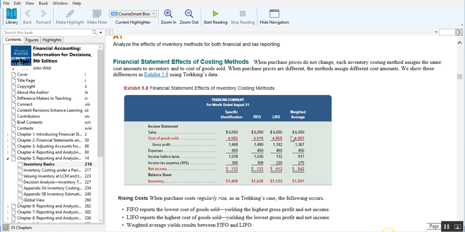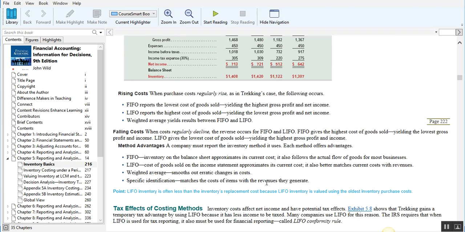Now, if you're looking for the middle of the road approach, that's the weighted average, because you'll notice that the weighted average cost of goods sold comes right between FIFO and LIFO, and the net income is right between FIFO and LIFO, as well as the ending inventory. It's right between FIFO and LIFO. So it's sort of a middle of the road approach.